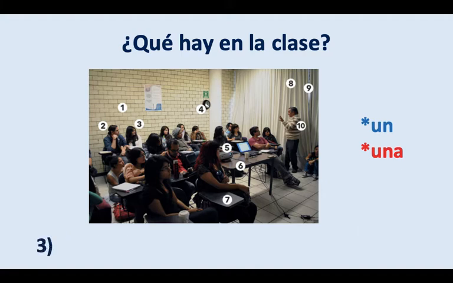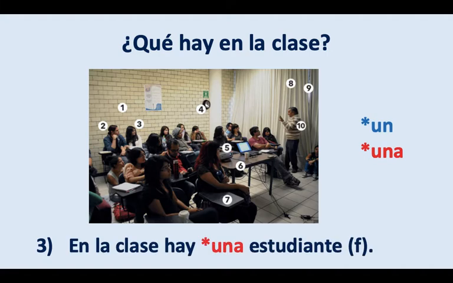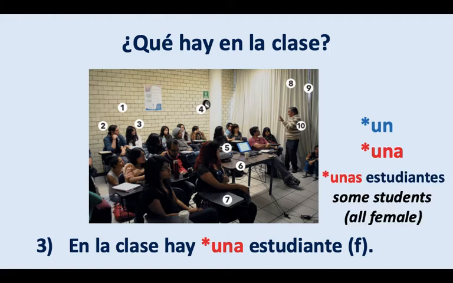Let's take a look at the next one. ¿Qué hay en la clase número 3? Same thing going on here. En la clase hay una estudiante. There are actually some female students. So what do you think you would do? How would you say some female students? Give it a guess. I think you got it. Unas estudiantes. Some students, and in this case, it's all female. Okay, an all-female group.